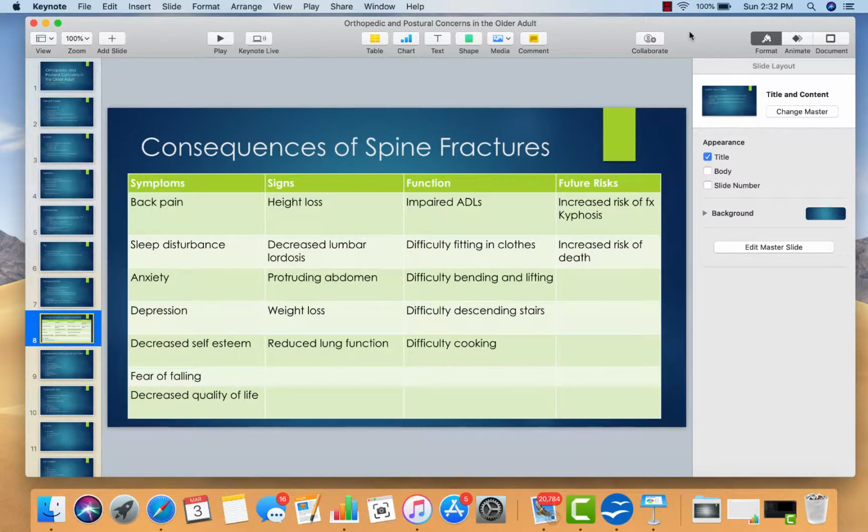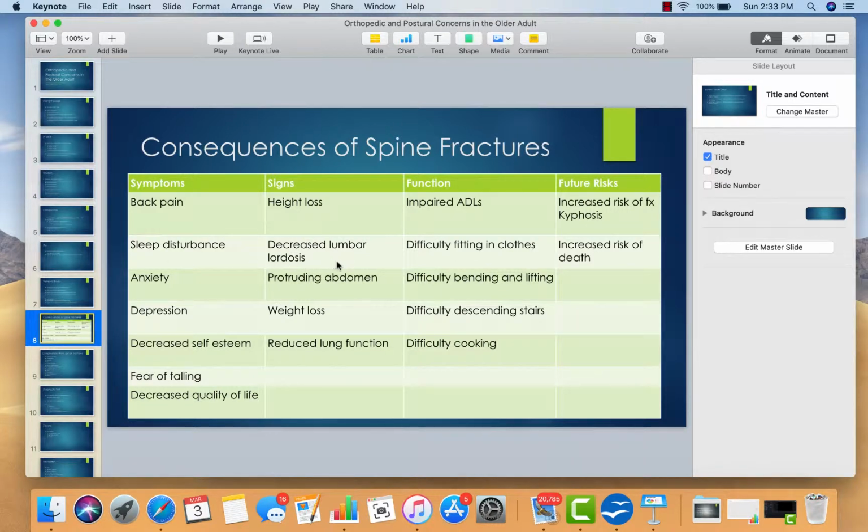So, looking at the consequences of spinal fractures, one of those symptoms could be back pain. Here's a big one: height loss. So, very important that you're getting an accurate measure of your patient's height. Impaired ADLs, of course, is a functional consequence of that, and then increased risk of fractures and kyphosis. Sleep disturbance could occur due to pain.